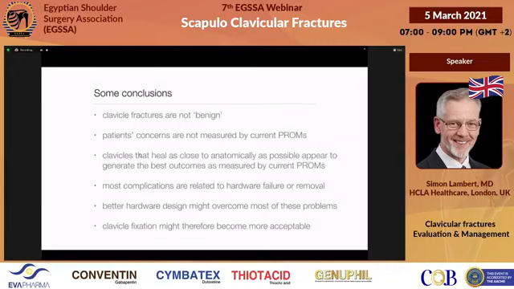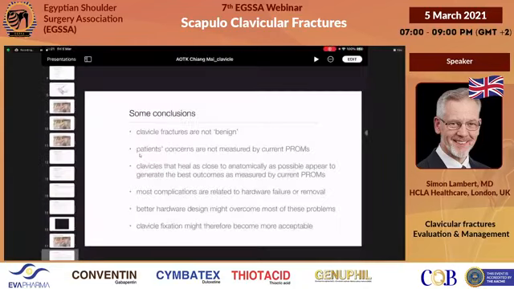If we do operate, most complications are related to hardware failure, so we've got to get the hardware right, or hardware abuse, i.e. the vascular and neuro complications. So better hardware design might overcome many of the issues that prevented us from being comfortable with internal fixation of clavicular fractures. And we believe that we're getting there with our current design of clavicular fracture plates, which are just about to be released for general use.